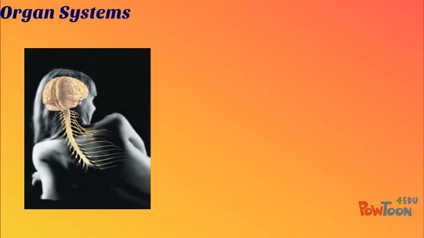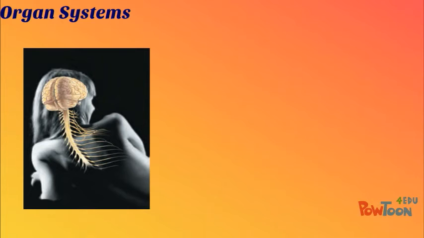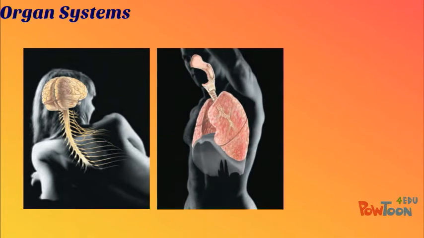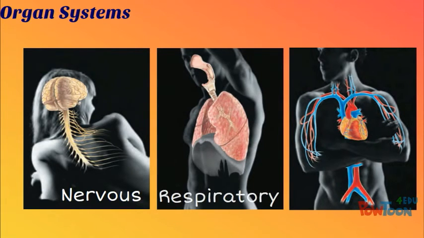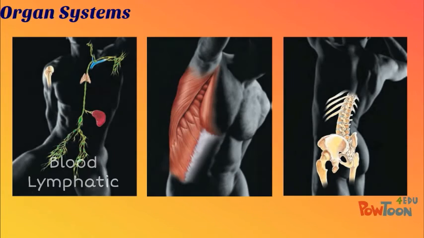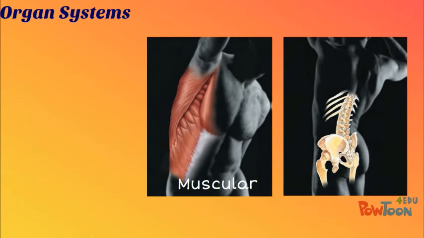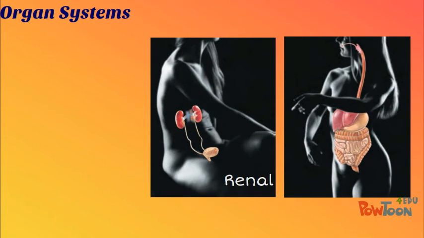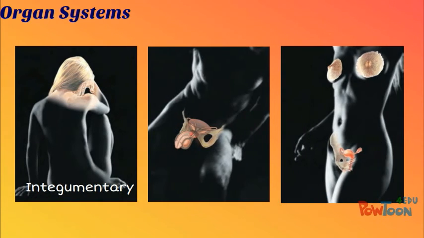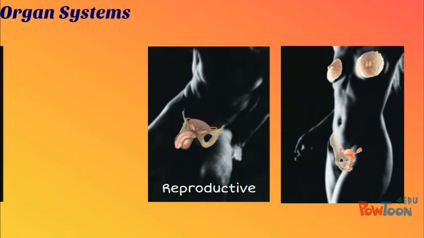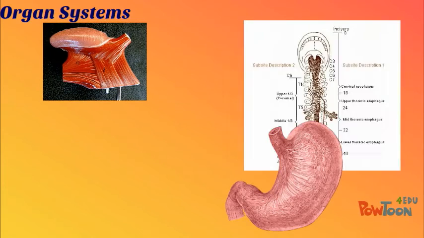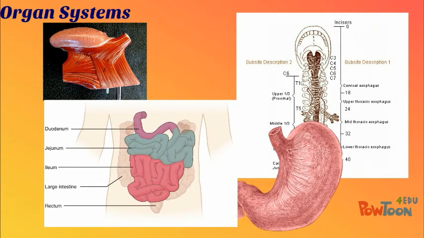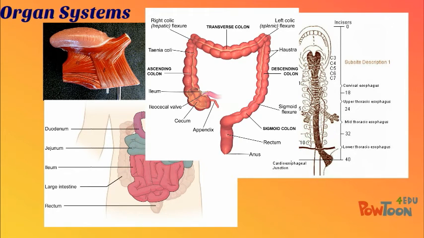There are 11 major organ systems. In your fact-gathering mission, you'll be investigating what each of these systems do and which organs belong to each group. In no particular order, we have the nervous system, the respiratory system, the cardiovascular system, the blood and lymphatic system, the muscular system, the skeletal system, the endocrine system, the renal system, the digestive system, the skin or integumentary system, the male reproductive system, and the female reproductive system. In all the systems, multiple organs come together to perform the primary system's role, and all four tissue types are required to create functional organs.